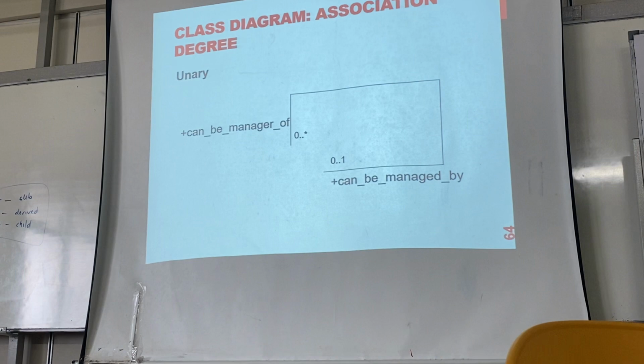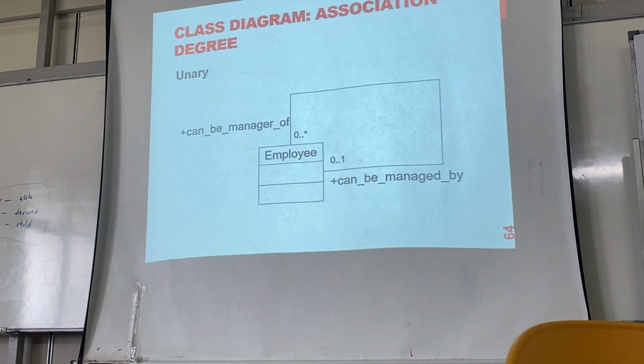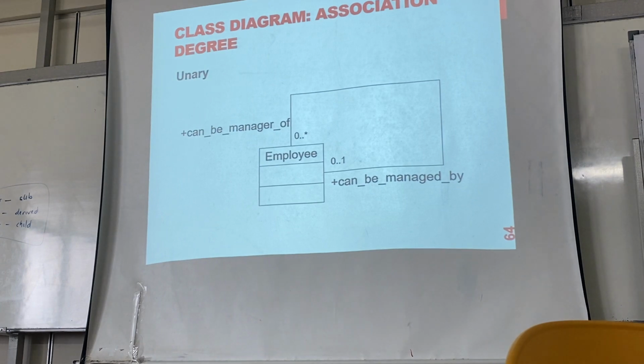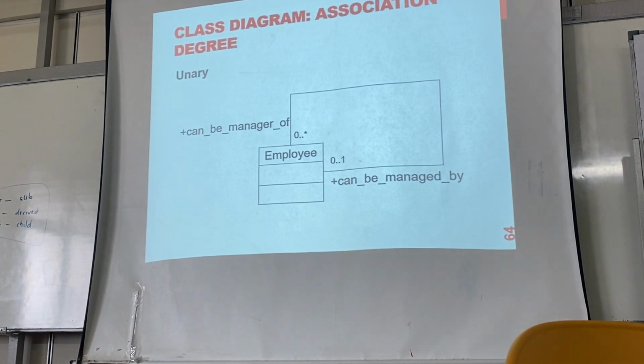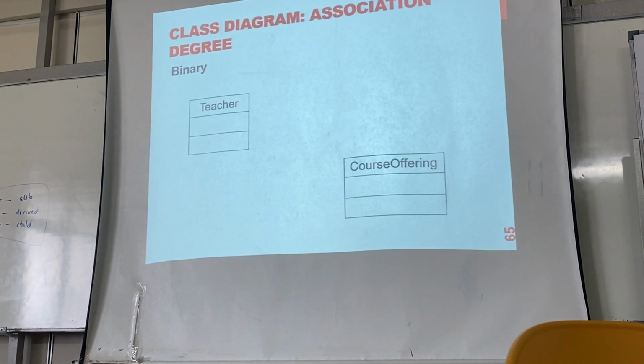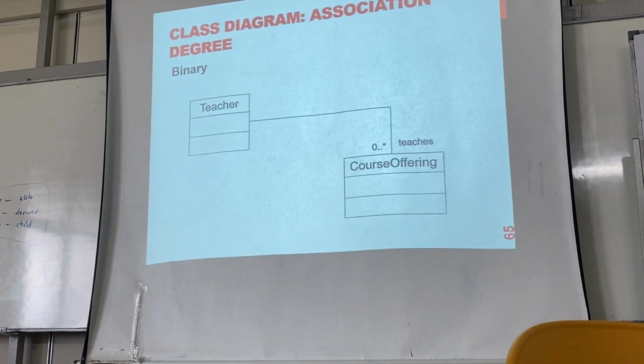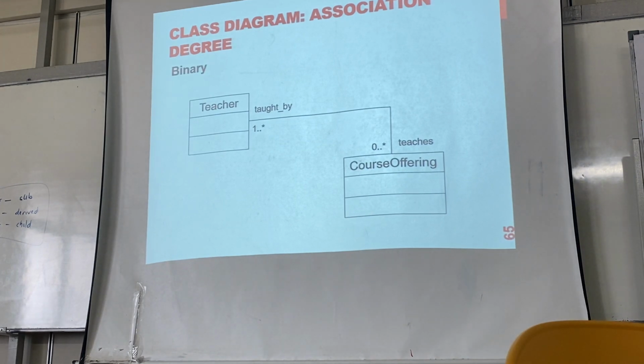Okay. Next, binary, you know, right? I don't have to explain. Now this is unary. Employee managed by employee. Okay. So the manager is also here. All the other lower level staff are also here. Employee. Okay. Teacher, course offering. You know, right? This is between two classes. No difference.